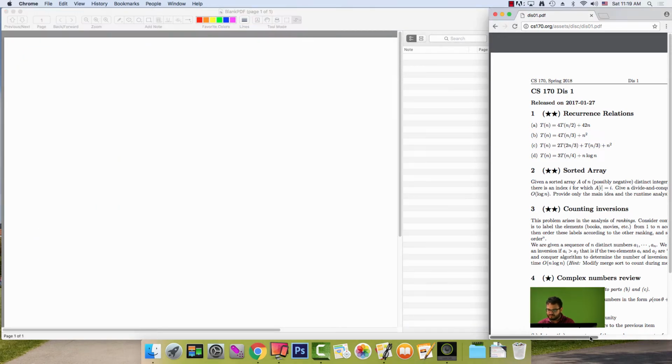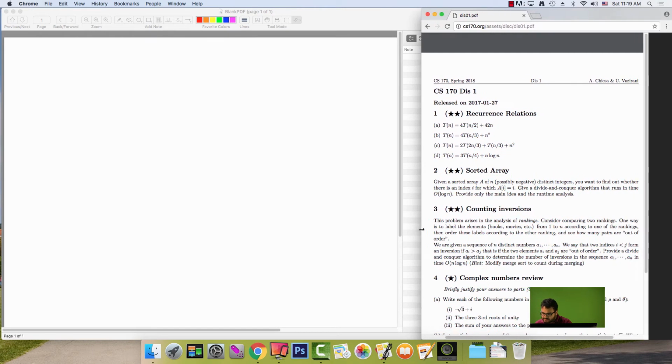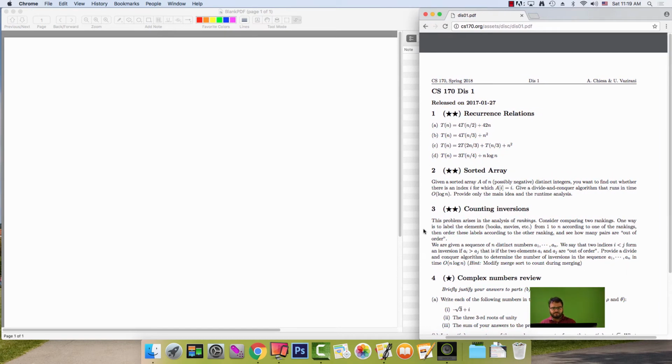All right, so let's move on to problem 2. It says, given a sorted array A of n possibly negative distinct integers, we want to find out whether there's an index I for which A of I is equal to I.